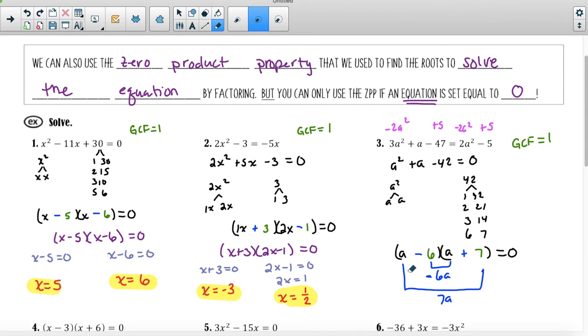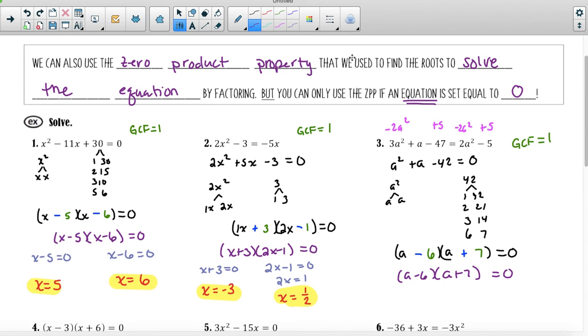So now, since these are the correct factors, I can erase my check and write out that this is (a - 6)(a + 7) = 0. Now I can write out my zero product property of a minus 6 equals 0 and a plus 7 equals 0. We can get the value of a equals positive 6 and a equals negative 7.